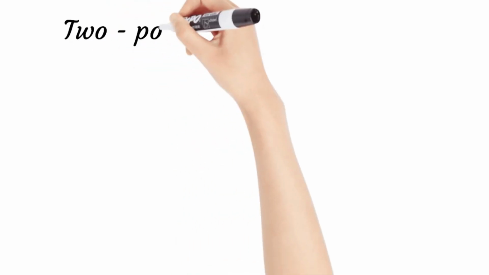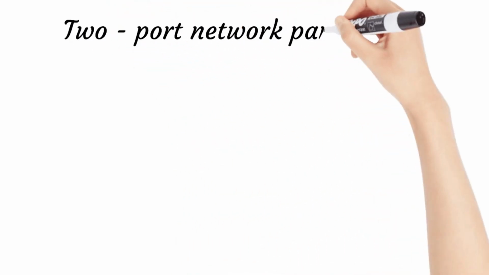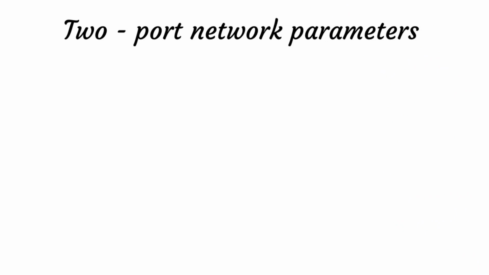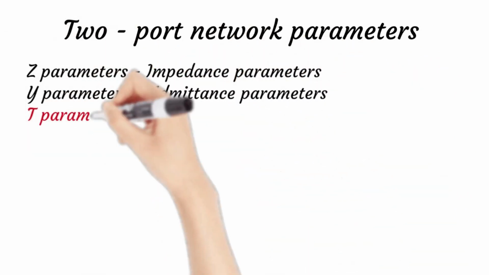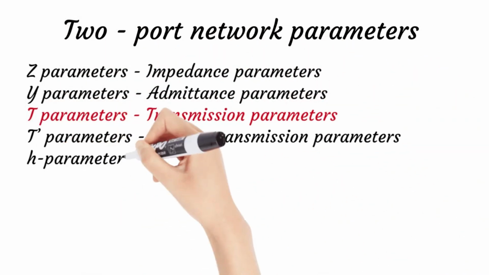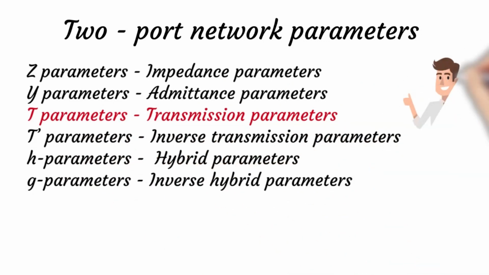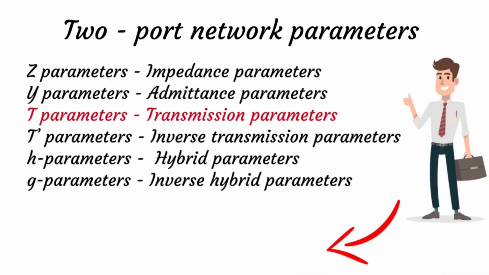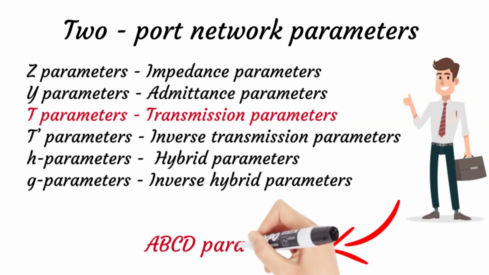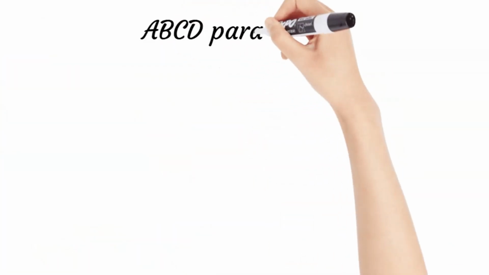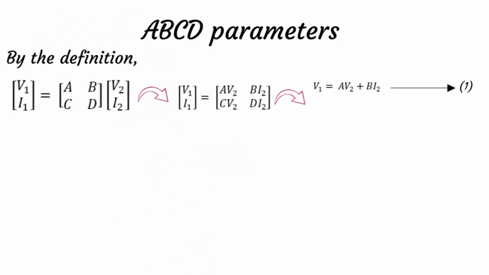The parameters of a two-port network are called two-port network parameters. Among these listed options, our main focus will be only on ABCD parameters, or what we call T or transmission parameters. In a two-port network, ABCD parameters are a simple set of equations that relate the voltage and current at the input to the voltage and current measured at the output. By the definition, we can take equations 1 and 2.